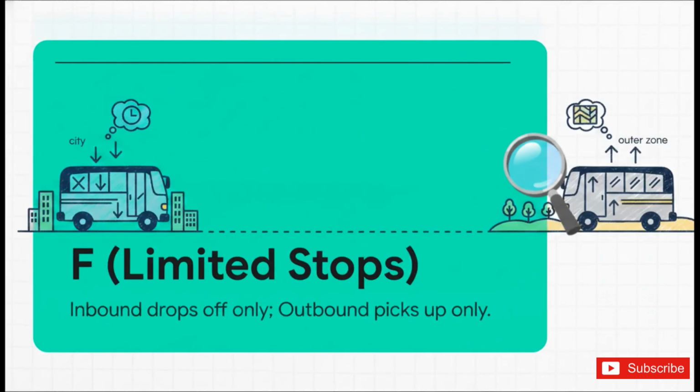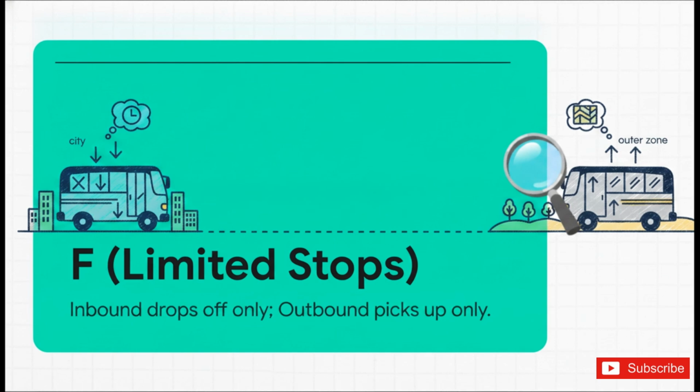Now, what's really interesting about this next one is the F suffix. It stands for limited stops or fast, and it operates on this highly specific, absolutely brilliant Adelaide rule. Check this out. If an F bus is heading inbound toward the city, it will drop off passengers, sure, but after a certain point, it totally refuses to pick up anyone new. Heading outbound, it'll pick up anyone, but it won't let anyone off until it hits its designated outer zone. Why would they do that?